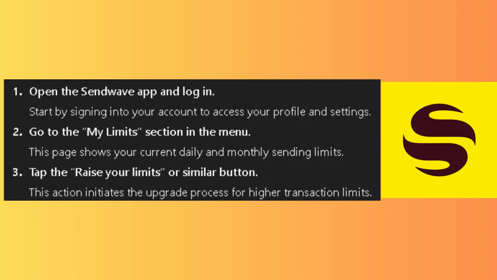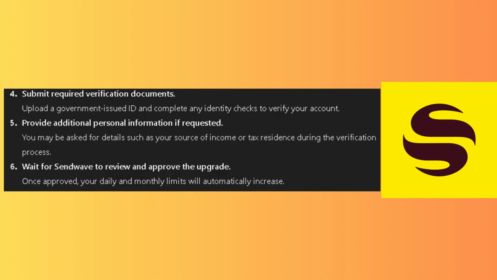The page will show your current monthly sending limit. Tap Raise Your Limit or a similar button. This action will initiate the upgrade process for a higher transaction limit. Submit requested verification documents, upload a government-issued ID, and complete any identification checks to verify your Sendwave account.